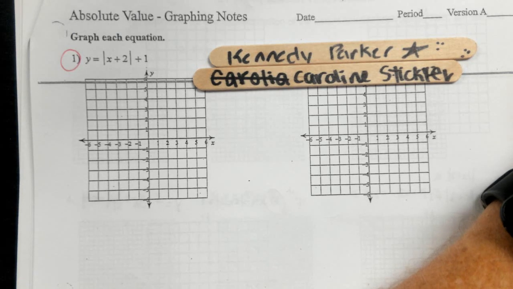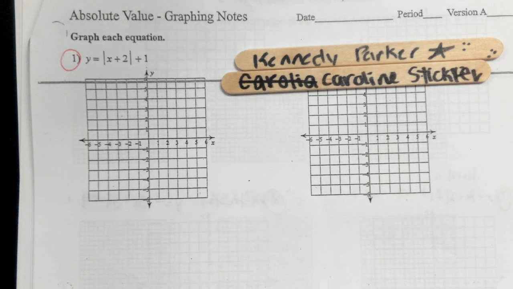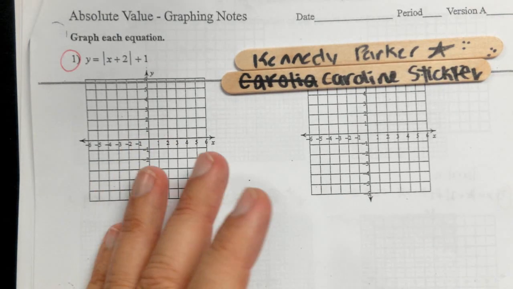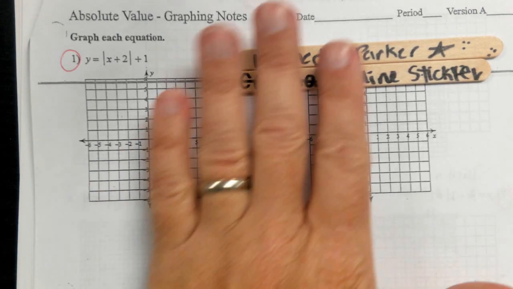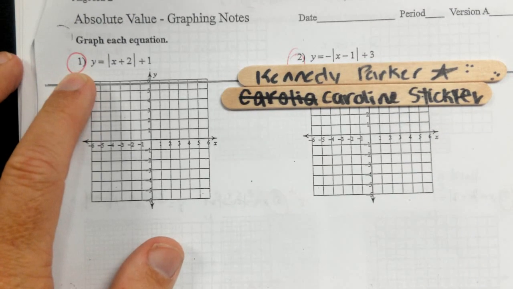All right, so absolute value graphing, and we kind of did this yesterday, but today we're going to focus on graphing absolute value. We've got graph paper today, so our graphs need to be more accurate than the quick sketches we were doing yesterday. Looking at number 1, I see 2 changes that have been done to the parent function.